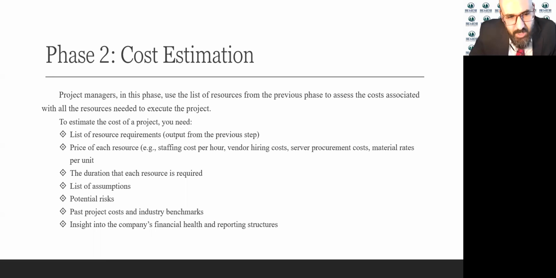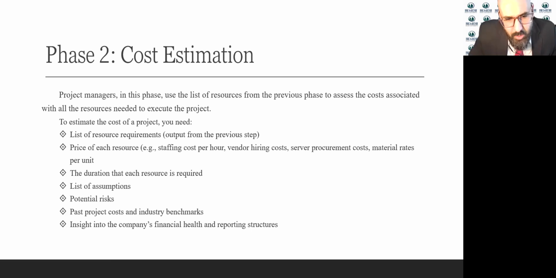List of assumptions and potential risks. These are also important. Look into past project costs and industry benchmarks. If there's anything that will help you to estimate the cost, that would be great, especially based on your past experience from previous projects, or maybe based on the industry benchmark.